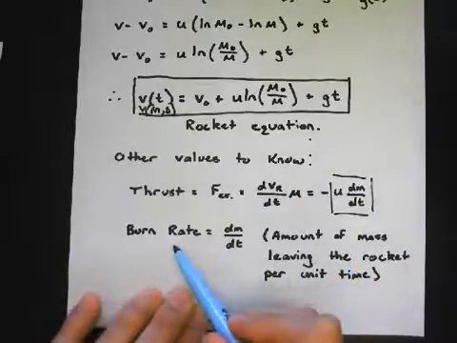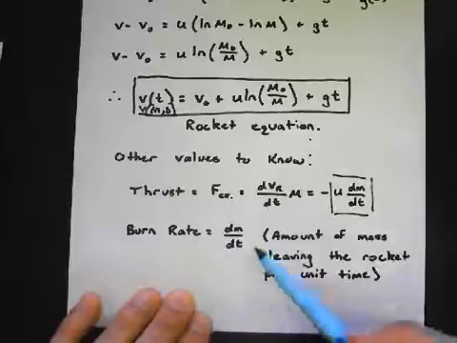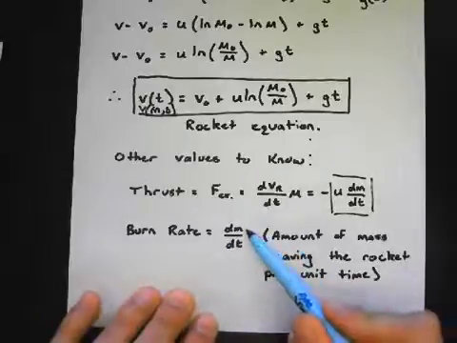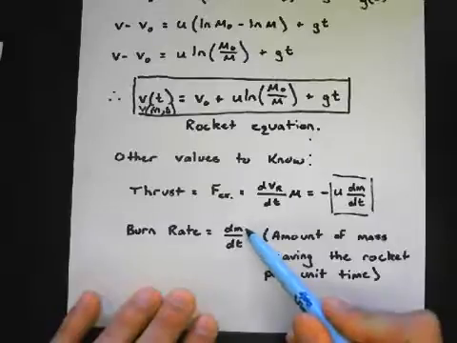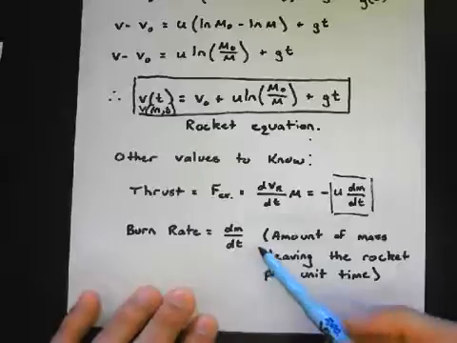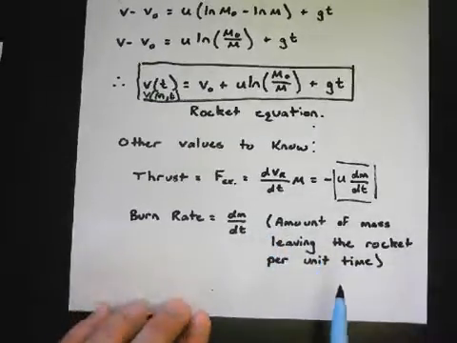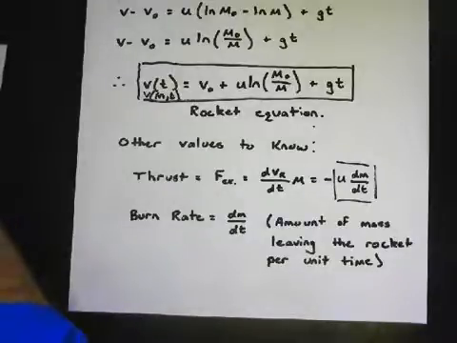We also have what's called the burn rate, so the amount of mass that's leaving the rocket per unit of time. So we have just dm over dt, the amount of mass leaving the rocket per unit time. And that is how we get our rocket equation. Thanks, guys.